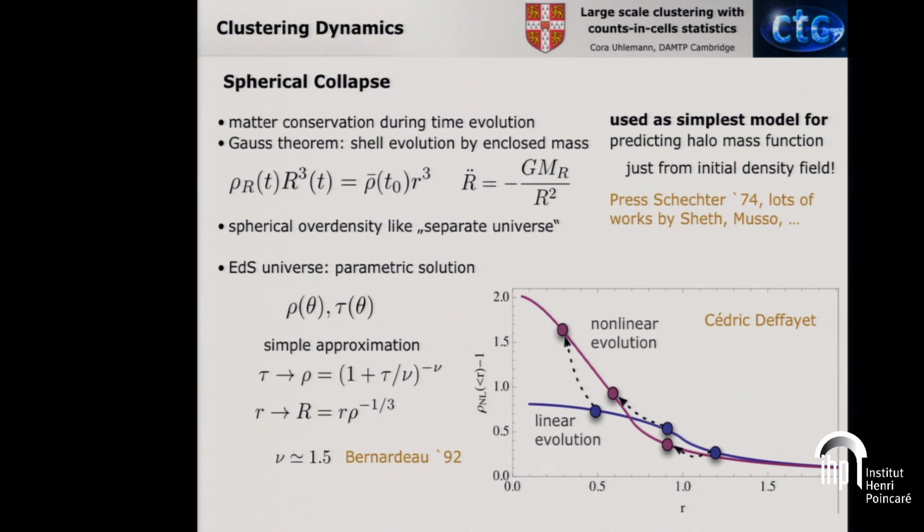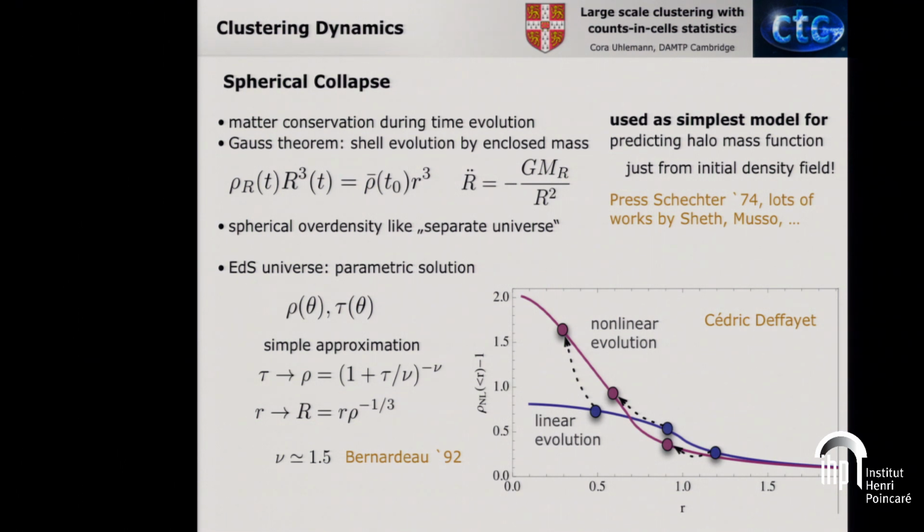Essentially, we have this parametric solution that tells you the final density in a sphere towards the initial density, or the linearly extrapolated density. So essentially, you can remove this parameter and find a one-to-one mapping between initial and final densities. And this is going to be very useful because this way you can basically map statistics.